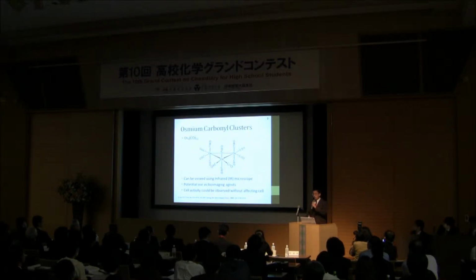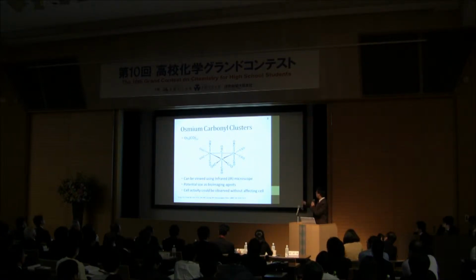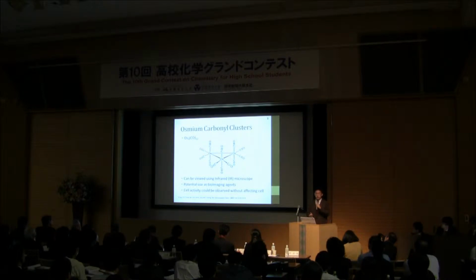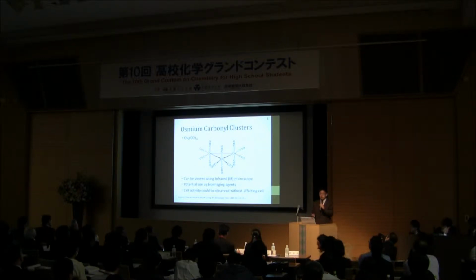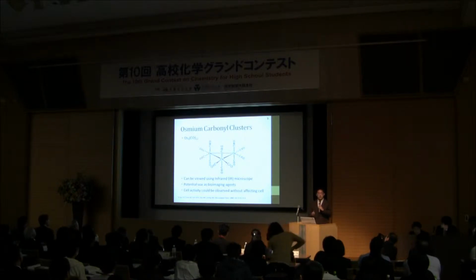So next, osmium carbonyl clusters. They are compounds that are made up of the tri-osmium core, with each osmium being bonded to 4 carbon monoxide ligands. Now, these carbonyl stretching vibrations give off strong mid-range infrared signals, meaning that these compounds can be viewed using IR microscopes. And they also enter cells with ease, meaning that they have potential use as bioimaging agents. This means that the cell activity could be observed without affecting the cell.